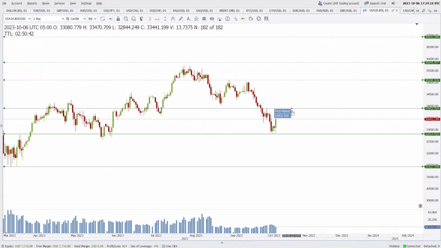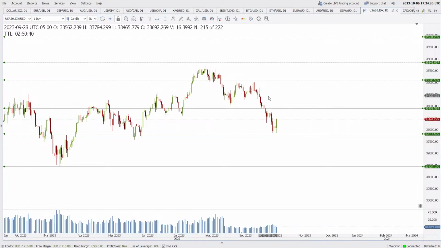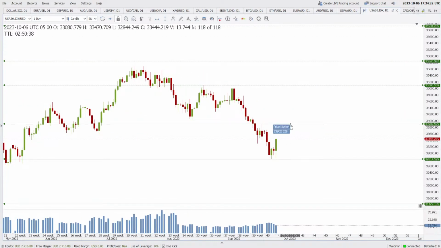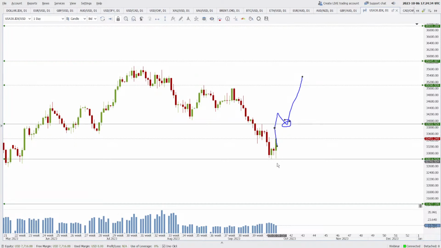The resistance is 33902. The market structure is down, so look for a selling opportunity to 33902. And if you really want to buy this market, then let the market go beyond 33902 and only then look for a buying opportunity. All right.